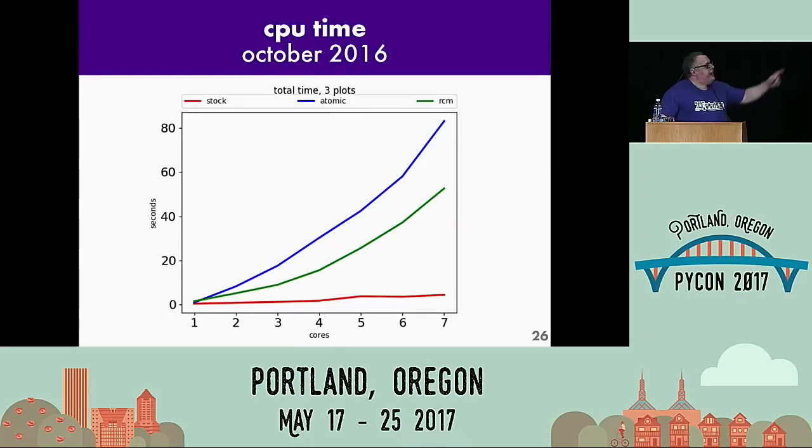So let's look at the graph. This is what happened as a result of making the reference count manager. So again, we have the same two lines. Red is always going to be stock CPython. Blue is always going to be the atomic version as of June. And this new green line, that's what it was like as of October. So it's getting faster.